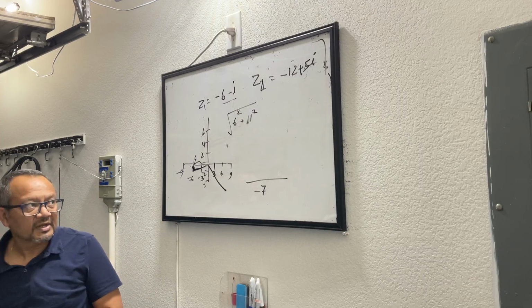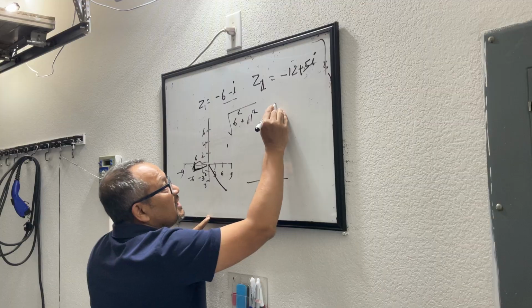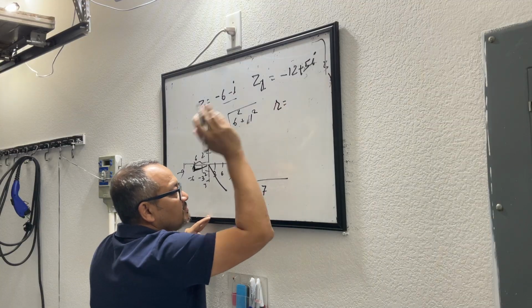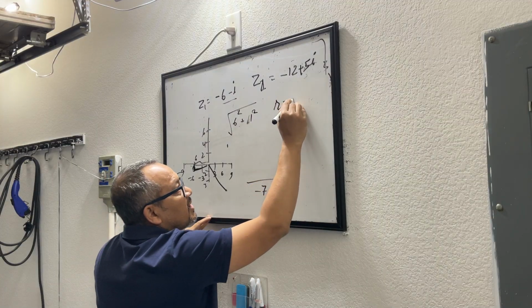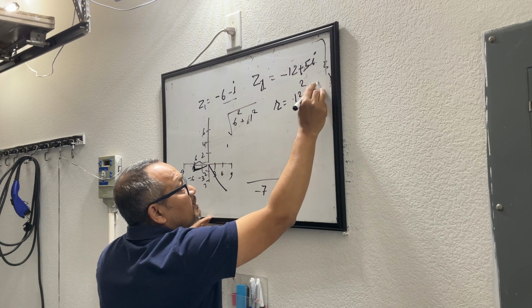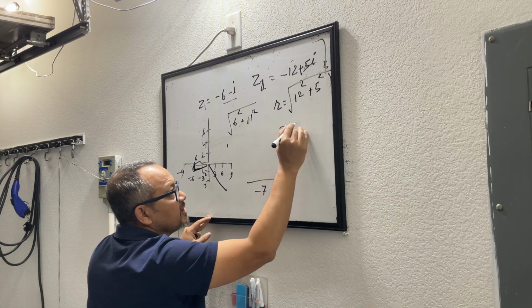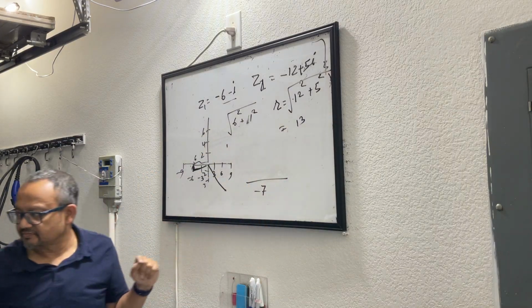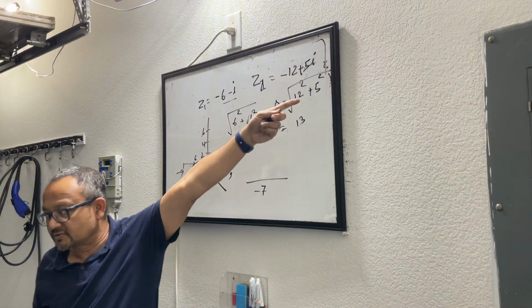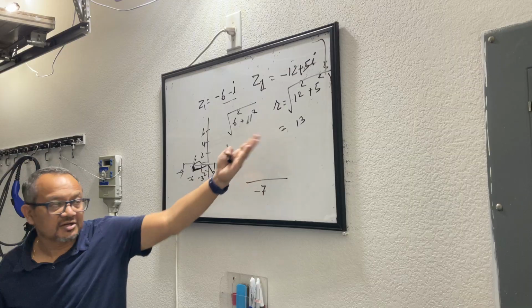So in this case, it will be the absolute value of this. Magnitude of this will be the square root of 12 squared plus 5 squared, which is nothing but a Pythagorean triplet. So 13. 12 squared is 144, plus 25 is 169, which is 13 squared. So r equals 13.